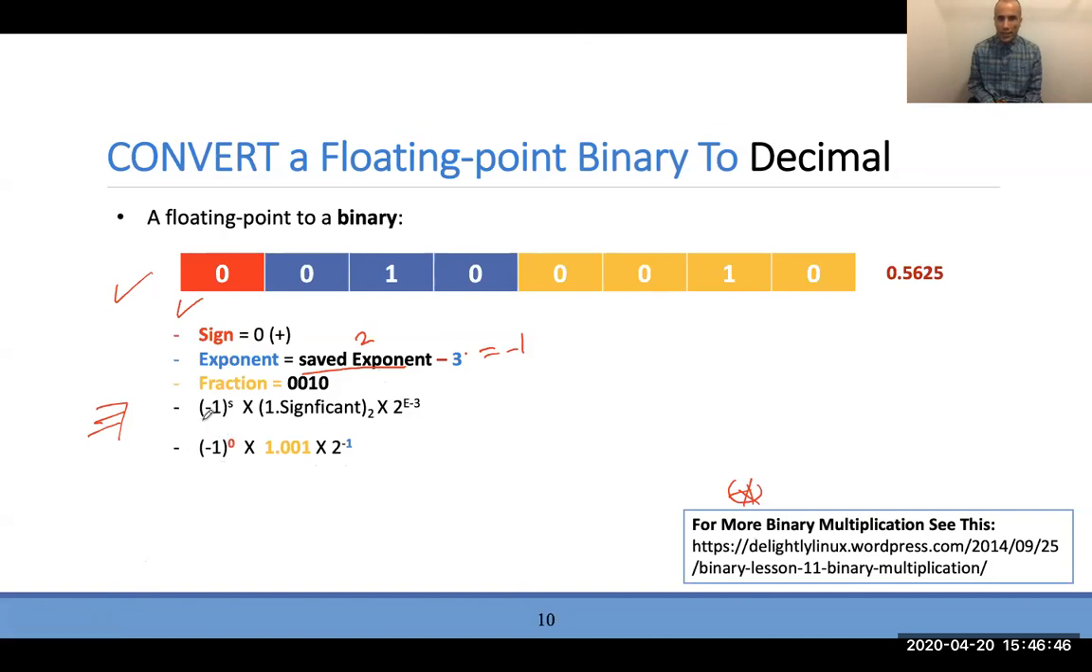So now I have -1 to the power of the sign. What is the sign right here? The sign is 0. So -1 to the power 0, multiplied by 1. That's always there. What is the significand right here? The significand fraction is 0, 0, 1. That's my fraction. And this is 2 to the power what? E minus 3. We have E, which is 2, the stored exponent, minus 3, the bias exponent. We're going to get -1.